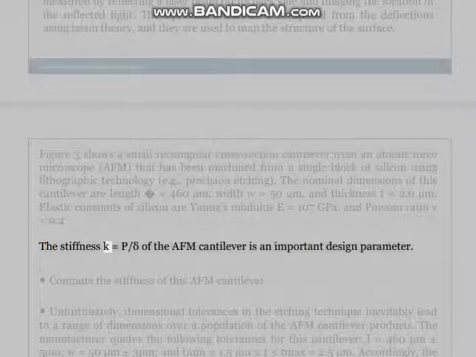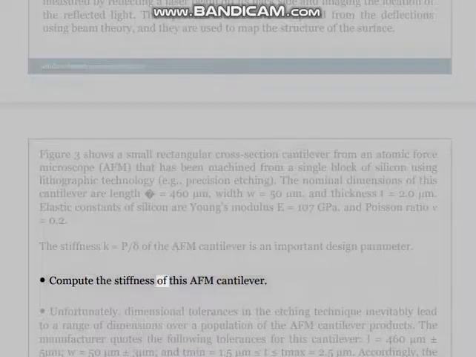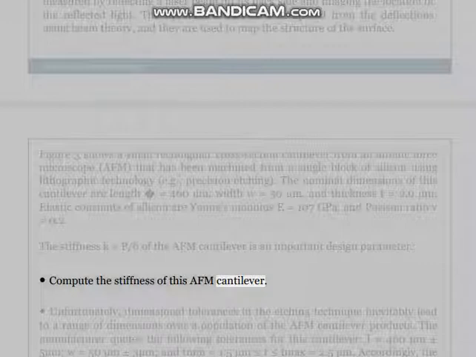The stiffness K equals P/delta of the AFM cantilever is an important design parameter. Compute the stiffness of this AFM cantilever.